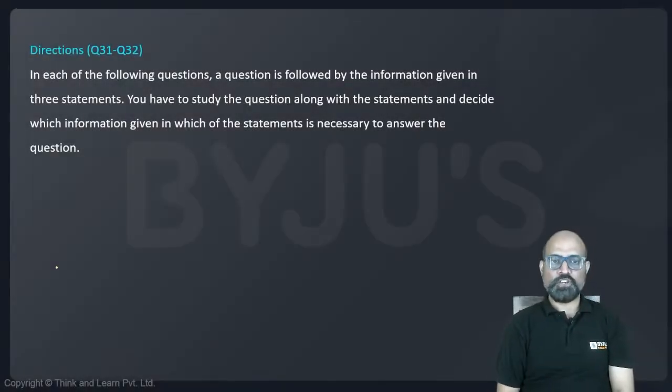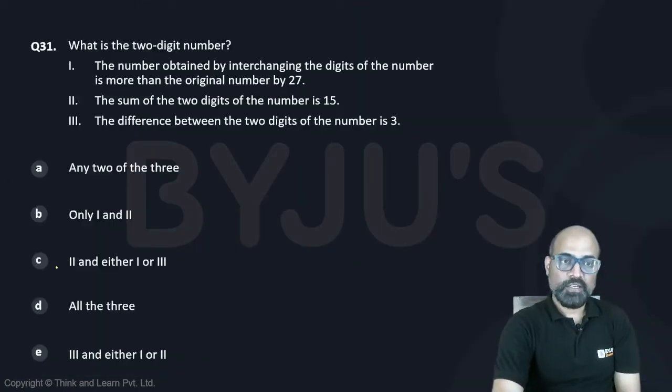In each of the following questions, a question is followed by the information given in 3 statements. You have to study the question along with the statements and decide which information given in which of the statements is necessary to answer the question. What is the 2-digit number?